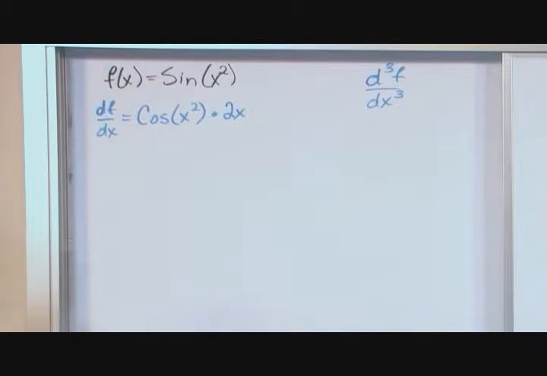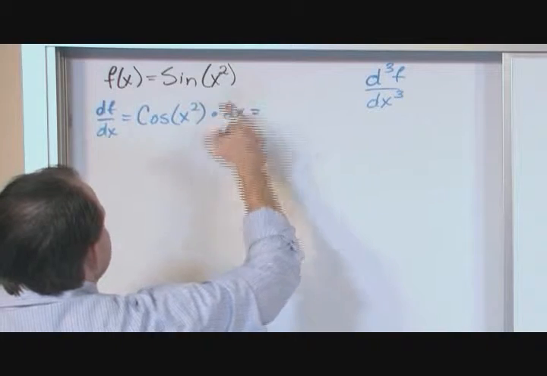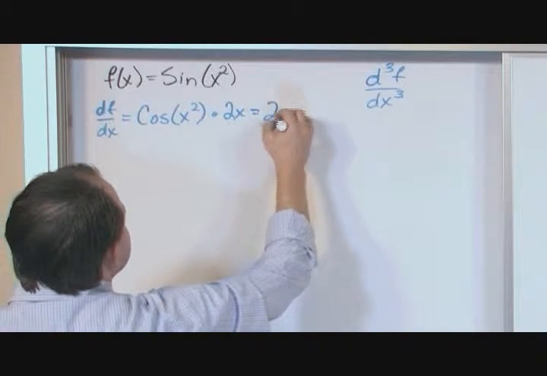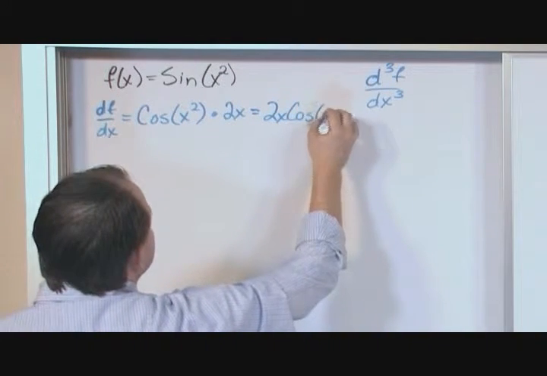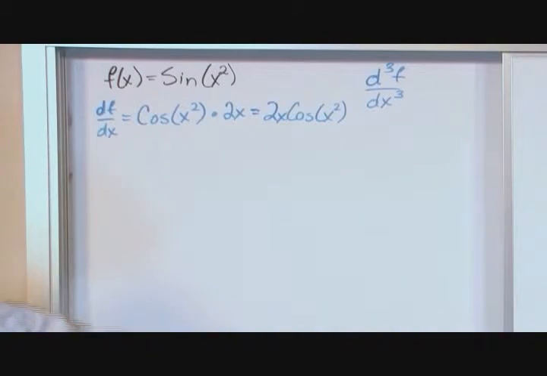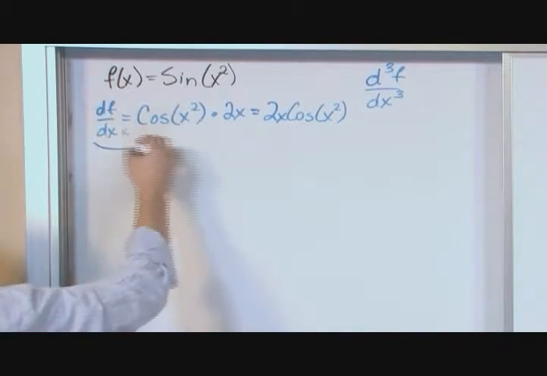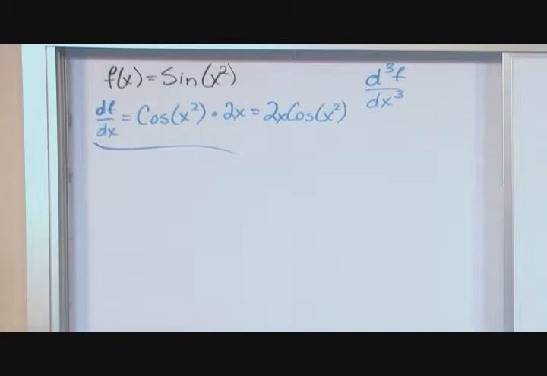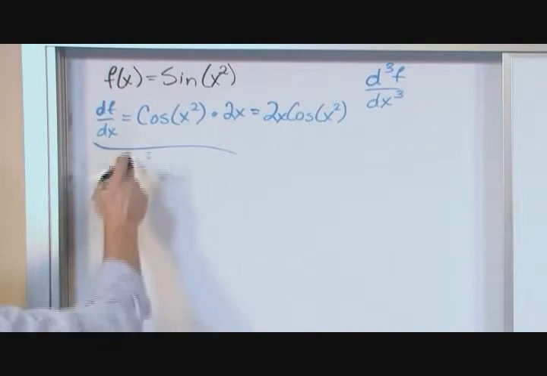Okay? So just to keep it all compact on the same line, when you rewrite this, you'll have 2x cosine x squared. And that's the first derivative. So if your question was find the first derivative, that would be the answer. Obviously, we have to keep going though. So let's find the second derivative of this function.